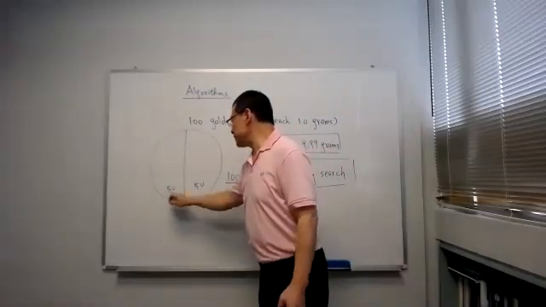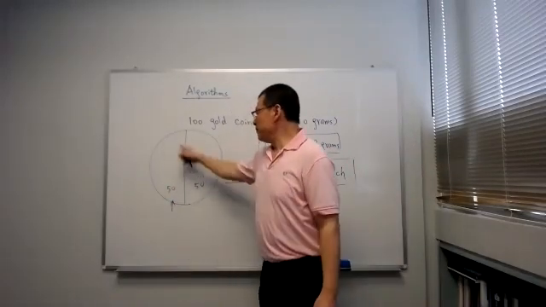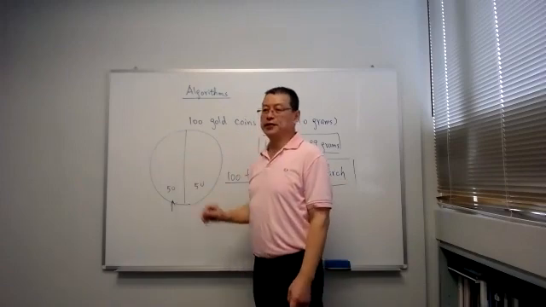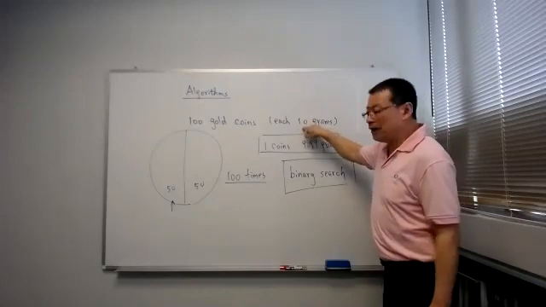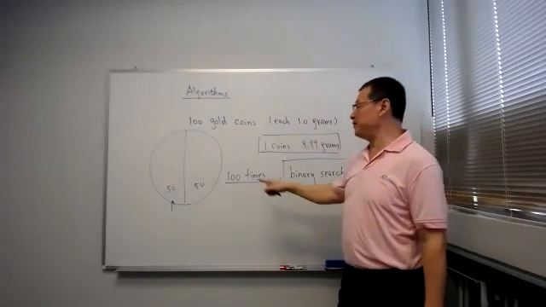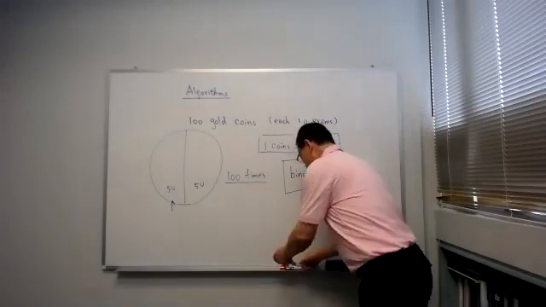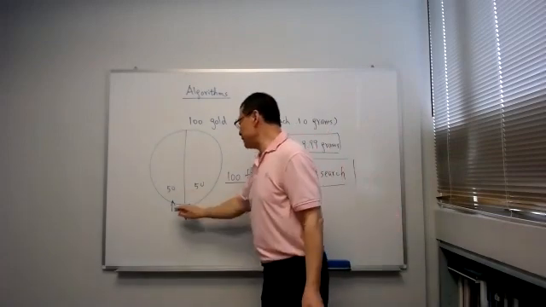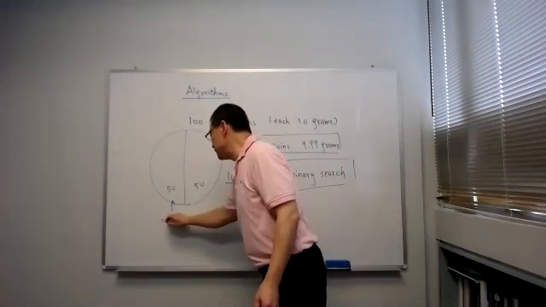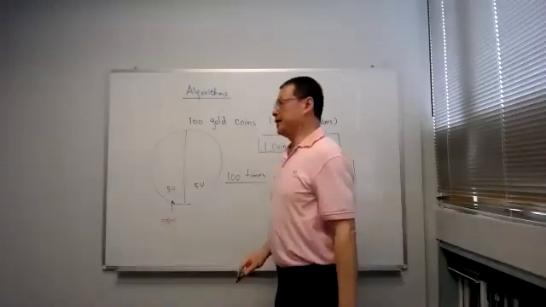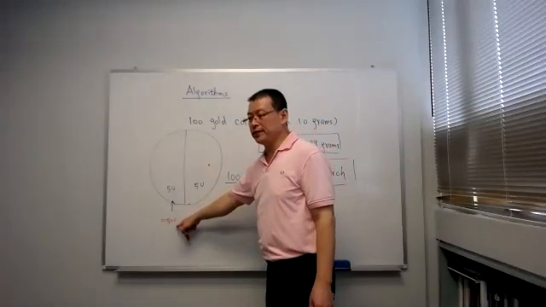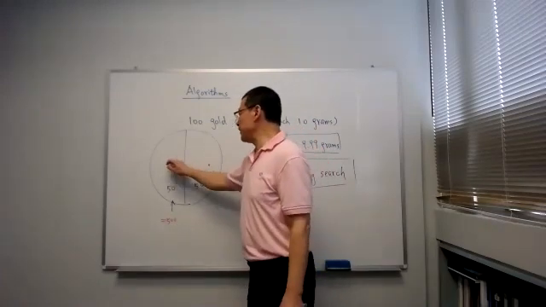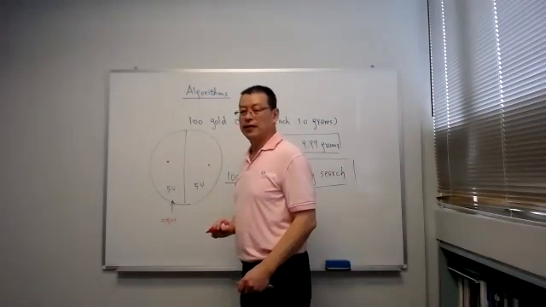So pick one, maybe this side. We weigh these 50 coins. If their weight exactly equals 500 grams, we know the defective coin is on the other side. So if here is exactly equal to 500, then the defective coin must be on this side. If this one is less than 500, then we know the defective coin is on this side. All right.